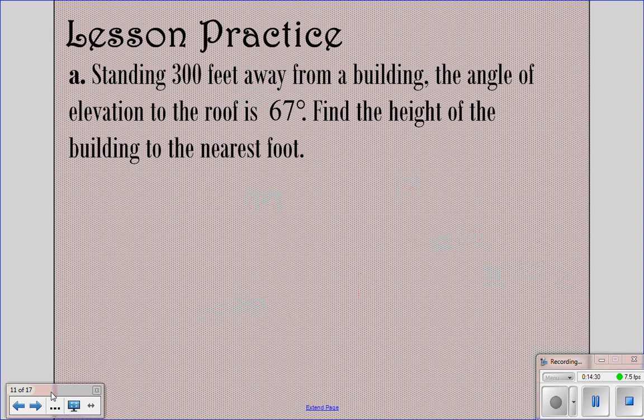We have someone standing 300 feet away from a building, and the angle of elevation is 67. Find the height of the building to the nearest tenth of a foot. Or no, to the nearest foot, I'm sorry. So we are going to draw our building.